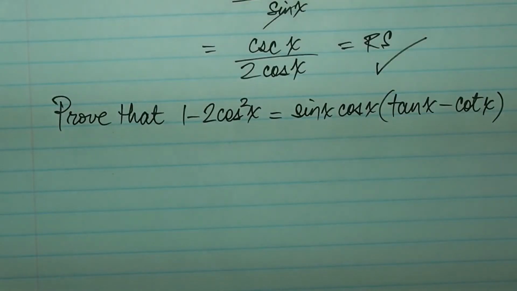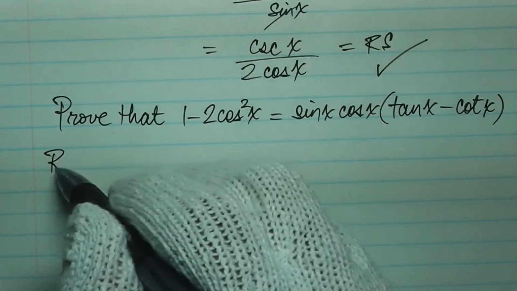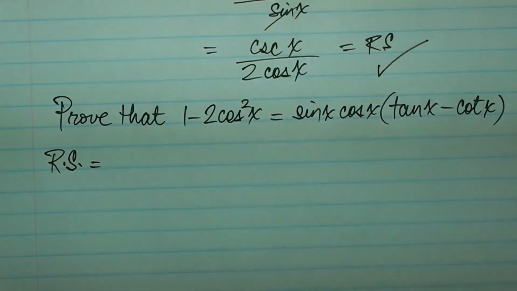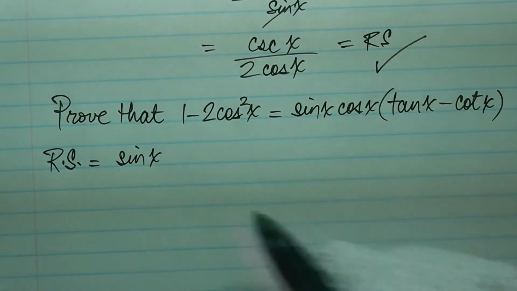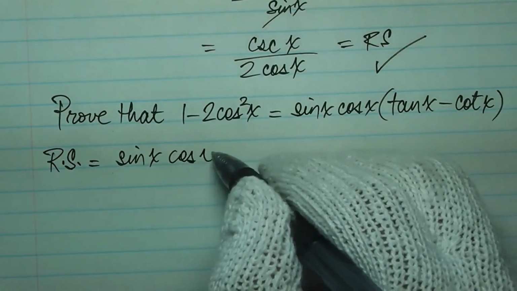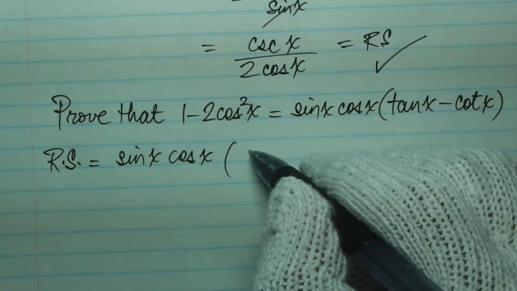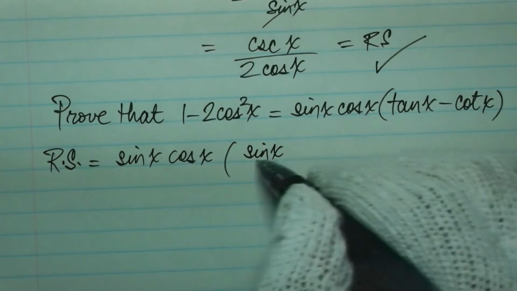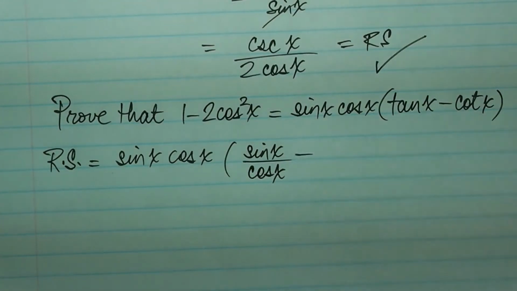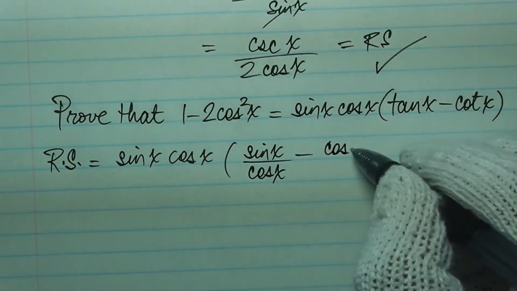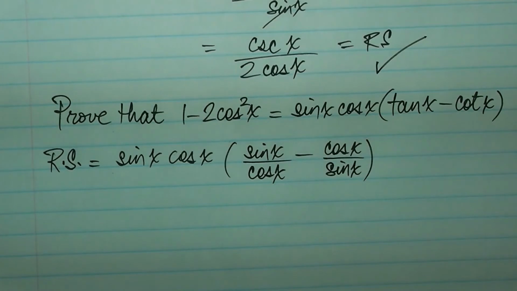Now for this particular one, I'm going to actually start with this side. So I'm going to start with the right side. The right side is equal to sine x cosine x multiplied by tan x, which is sine x over cos x, minus cotan x, which is cosine x over sine x.